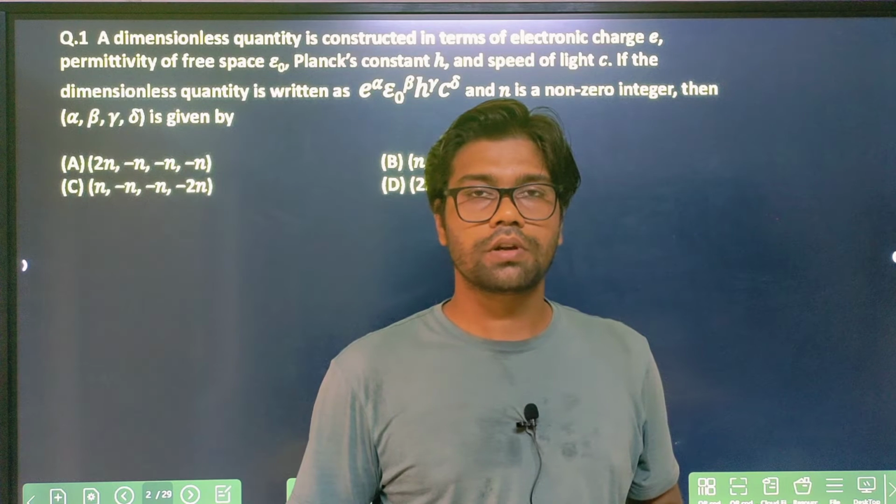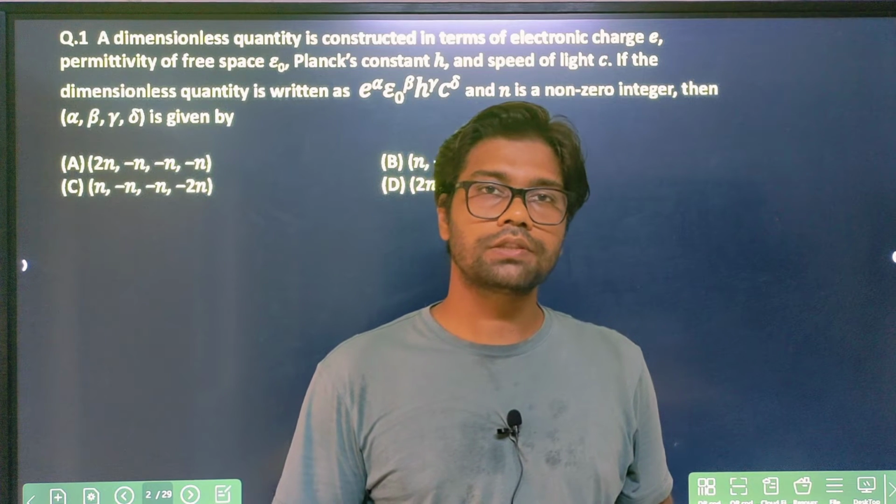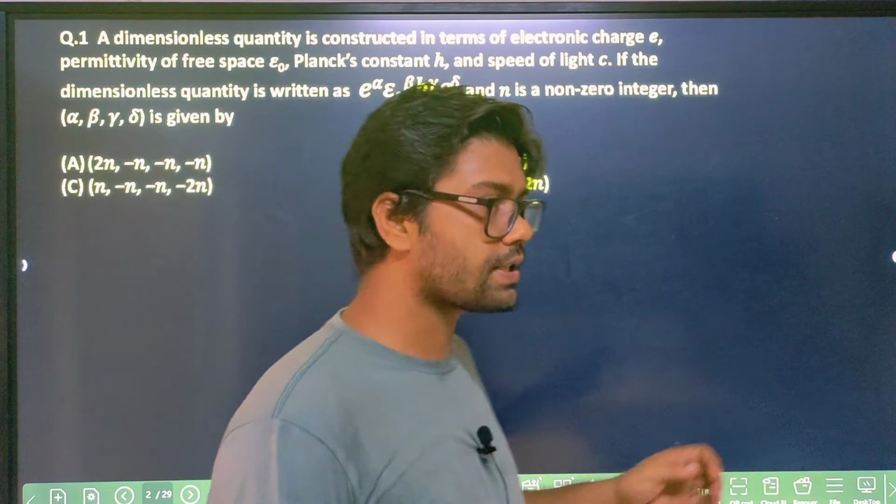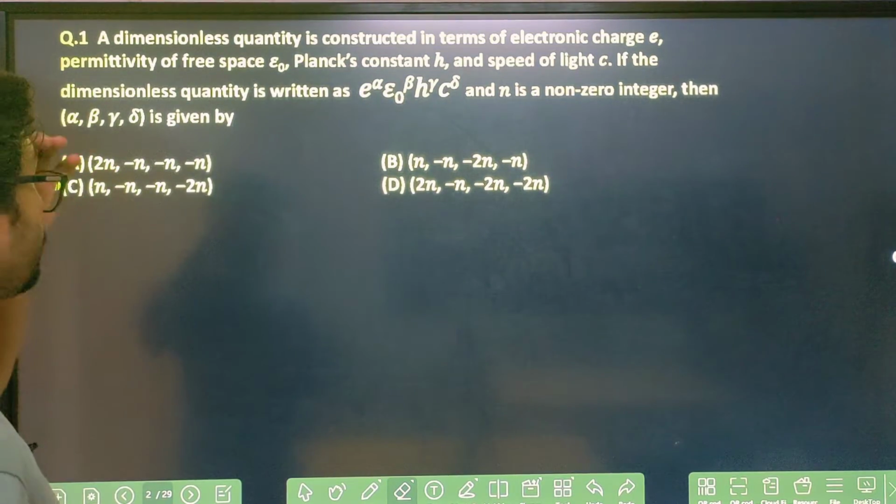Hello students, today we are going to see the JEE Advanced 2024 Physics Paper 1 solution. So let's start. This is question number 1.